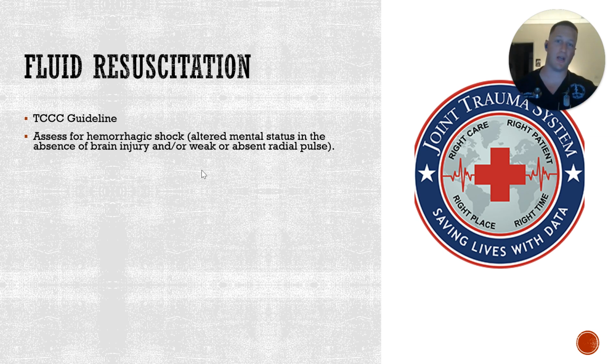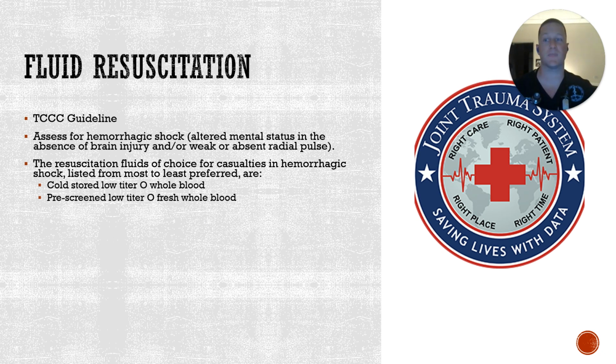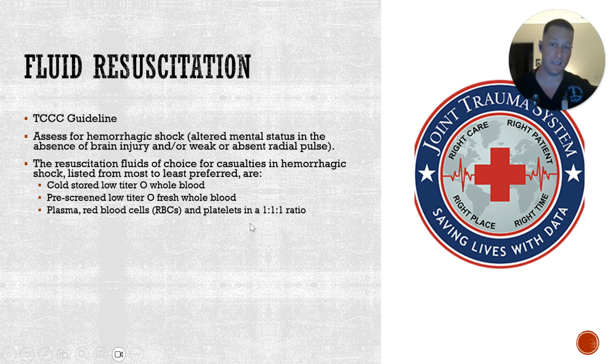Assess for hemorrhagic shock: altered mental status, if you have a brain injury watch out for that, and/or weak radial pulse. If you need to give resuscitation fluids for hemorrhagic shock, these are the most preferred to the least preferred, in this order: cold, stored, low titer O whole blood; pre-screened, low titer O fresh whole blood; plasma, RBCs, and platelets in a 1:1:1 ratio. We'll talk about that. Then plasma and RBCs in a 1:1 ratio, and plasma or RBCs alone.